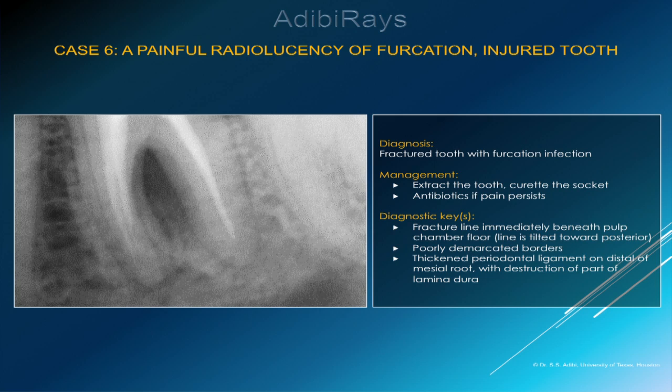The key diagnostic features for this case were the line immediately beneath the pulp chamber with poor demarcation of the border of the lesion, the thickness of the periodontal ligament at the distal root, and the destruction of the lamina dura in the furca.